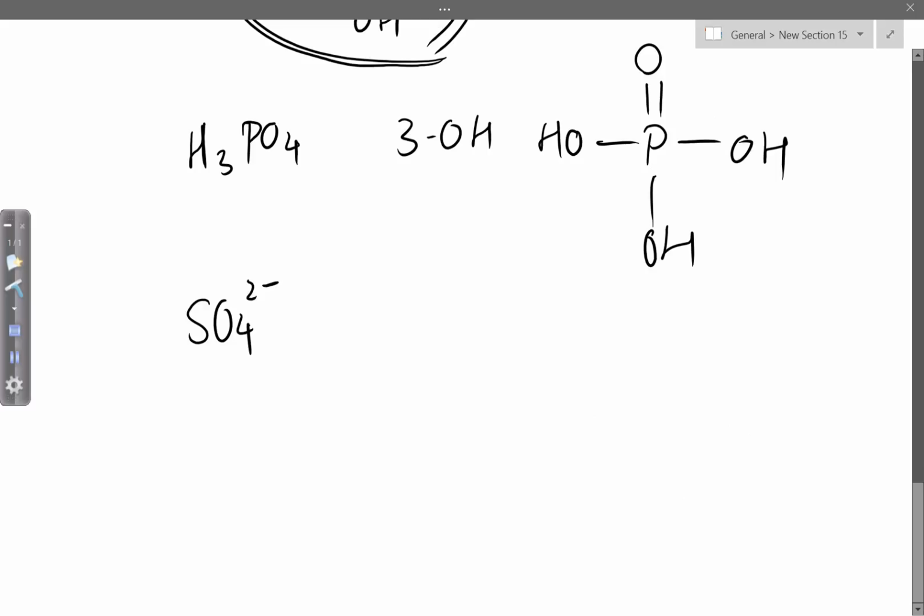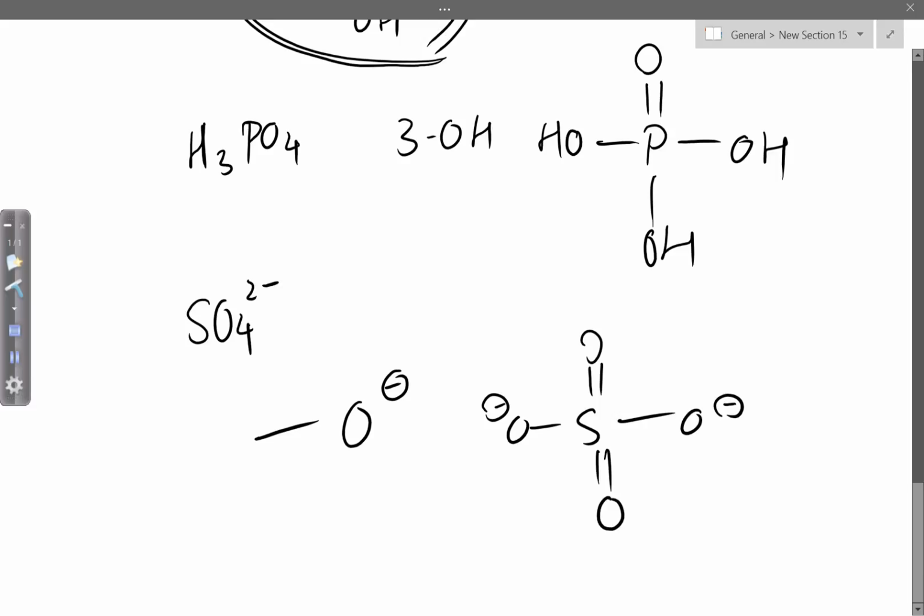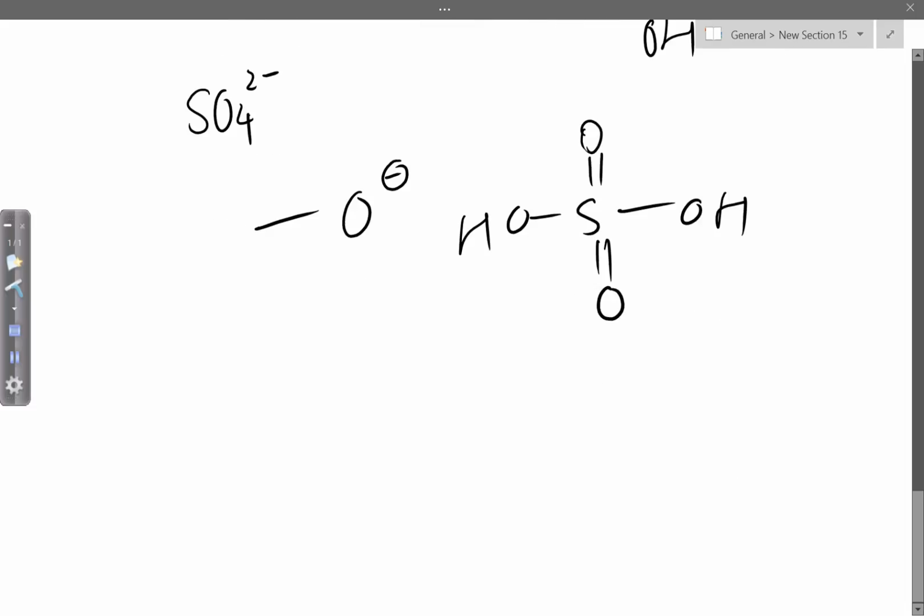If I have SO4 2 minus, look at B. This part means that you should have 2 of these species, so you will have one of these here and another of these there, and the rest is still double bond. This is just your H2SO4 but deprotonated. So I believe you can easily convert to dot and cross, right?